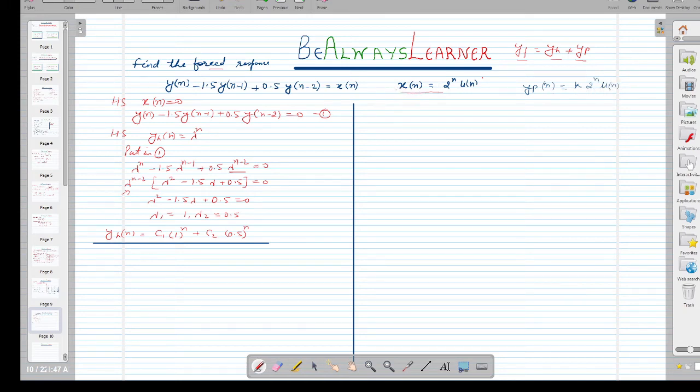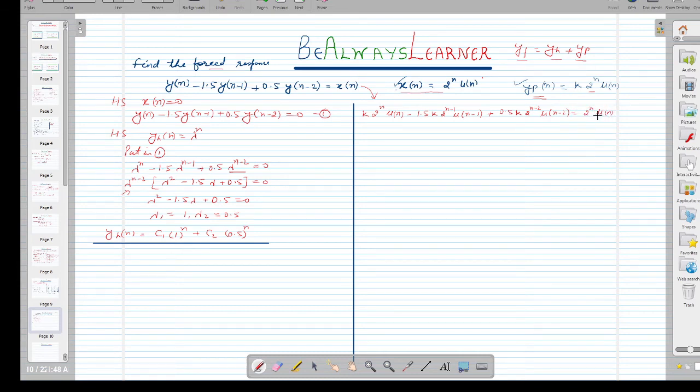Now we have x[n] and y_p, and we also have the difference equation, so we put the values in. We get k 2^n u[n] - 1.5 k 2^(n-1) u[n-1] + 0.5 k 2^(n-2) u[n-2] = 2^n u[n].